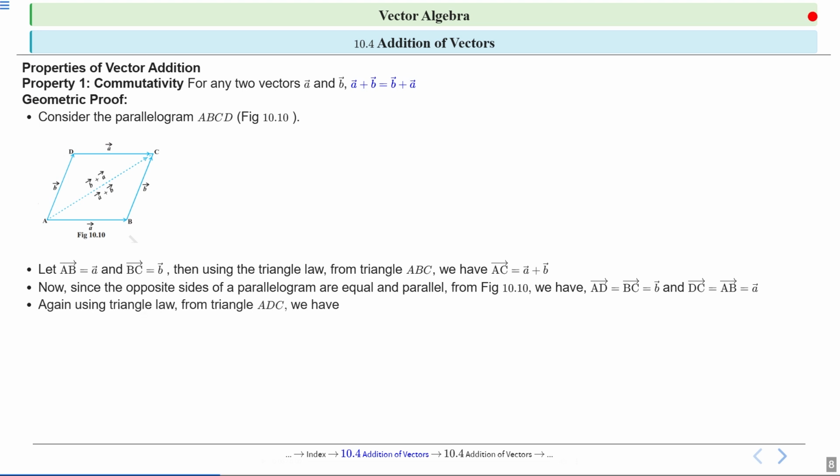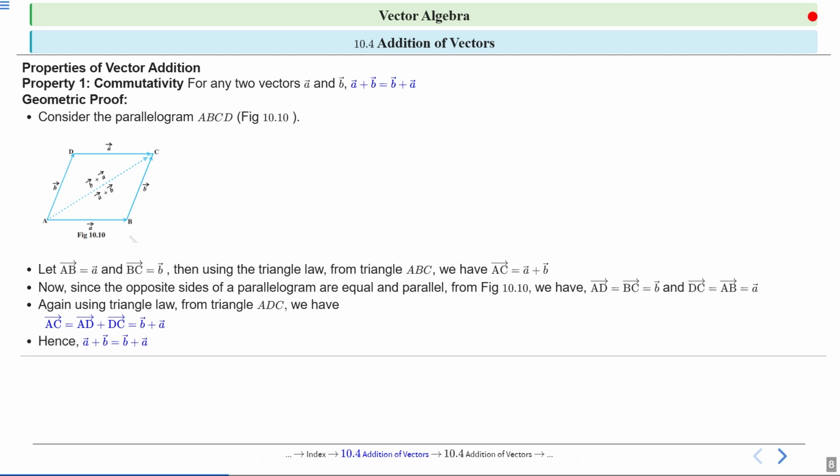Using the triangle law again, but this time in triangle ADC, we can express vector AC as the sum of vectors AD and DC. This gives us another perspective on the addition of vectors. From triangle ADC, we find that vector AC equals vector b plus vector a. Notice how this is the reverse order of our earlier expression, a vector plus b vector. This demonstrates the commutative property geometrically, right?